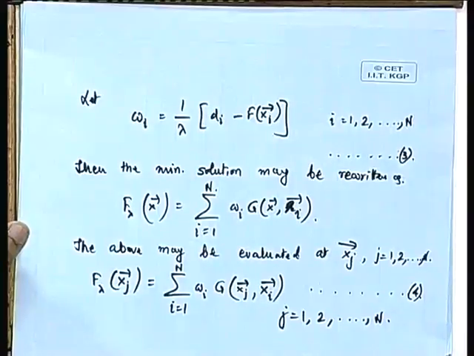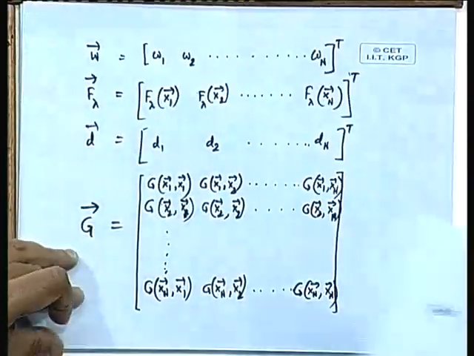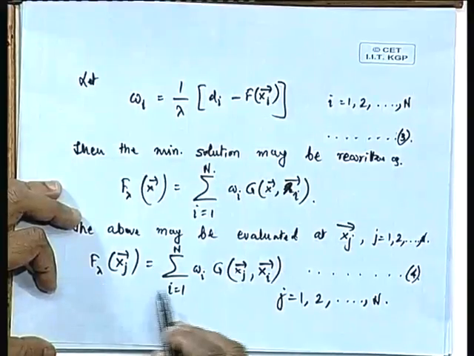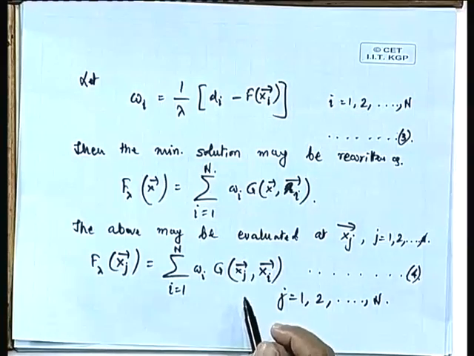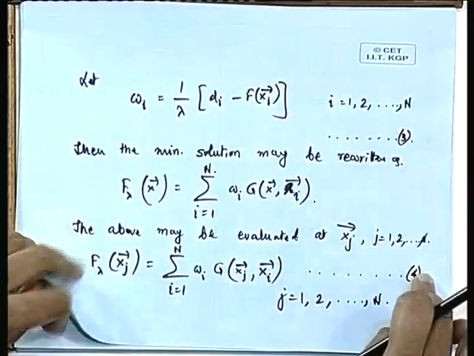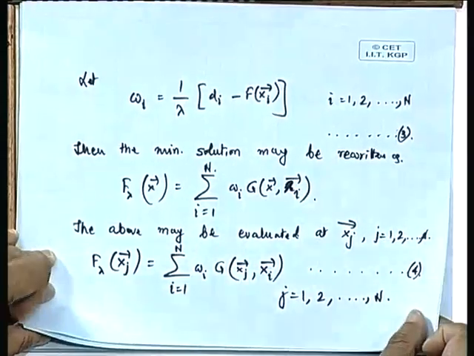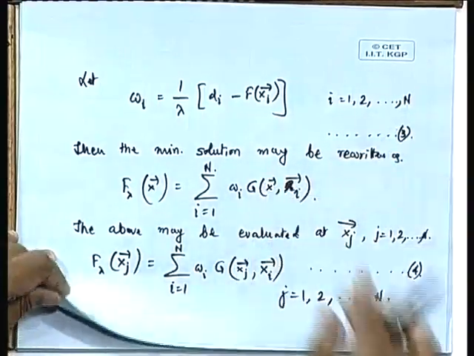Equation number 3 becomes W vector is equal to 1 by lambda times d vector minus f lambda vector. So, that is the matrix form of representation of equation number 3. And likewise, the matrix form of equation number 4 will be f lambda vector, or f lambda matrix rather, will be equal to G times W, G matrix multiplied by W vector. So, equations 3 and 4 were represented in the individual scalar form, and in the vector matrix notation they may be rewritten as.